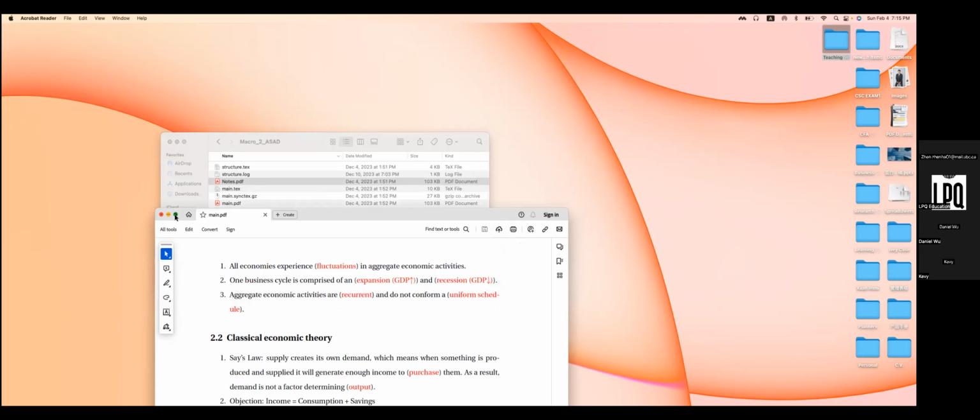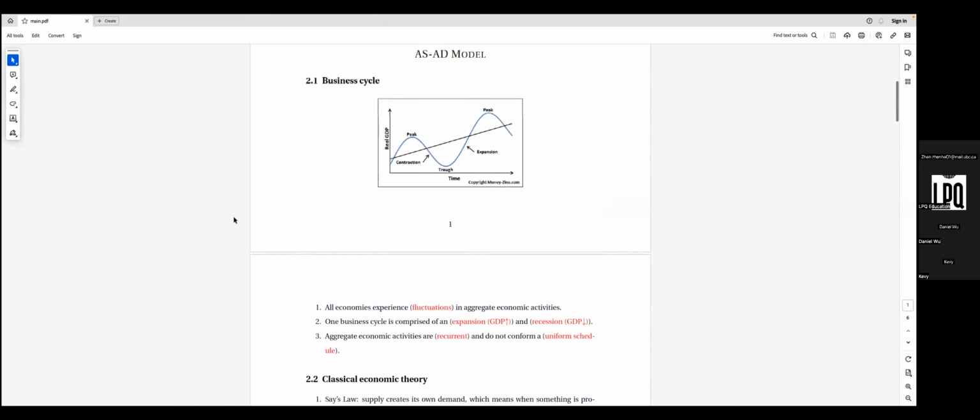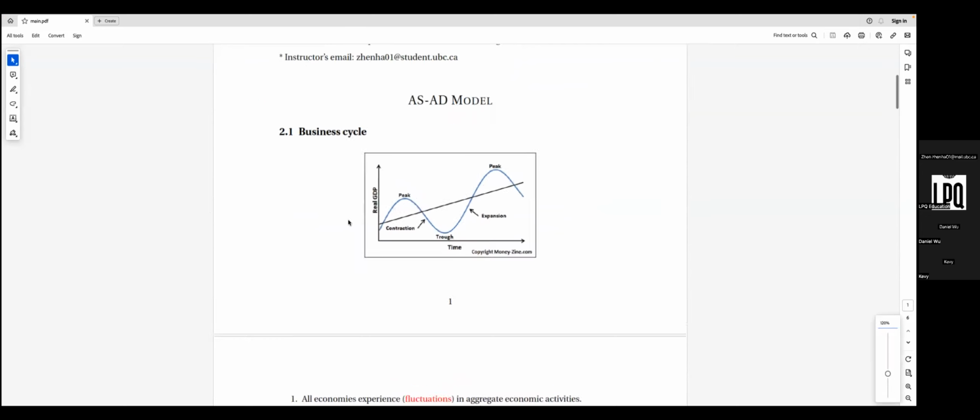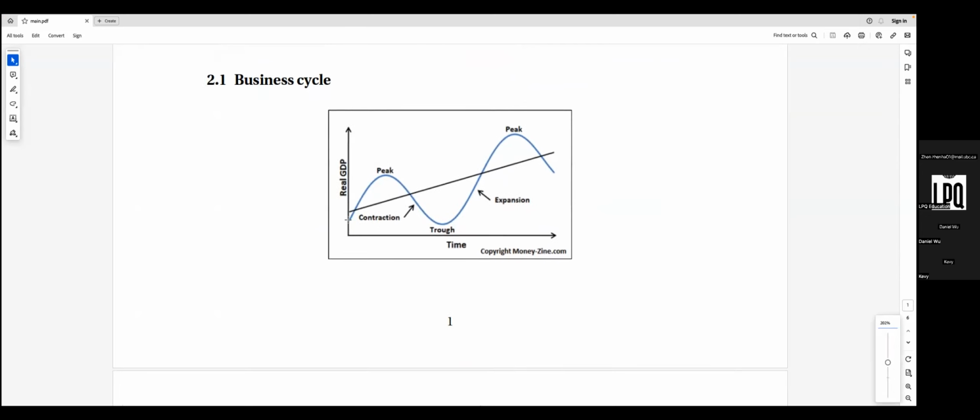But I want to say the purpose, the goal of building the so-called AS-AD model is to explain a very important macroeconomic phenomenon. It's called a business cycle. So what do I mean by business cycle? As you can see, you've got a graph here. It uses an XY plane. The horizontal axis is the time. This is the timeline.